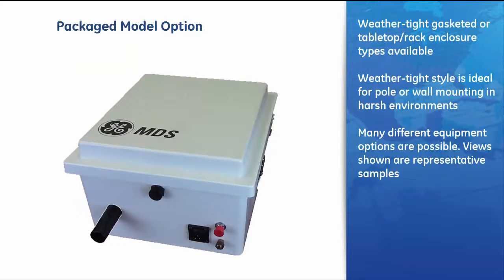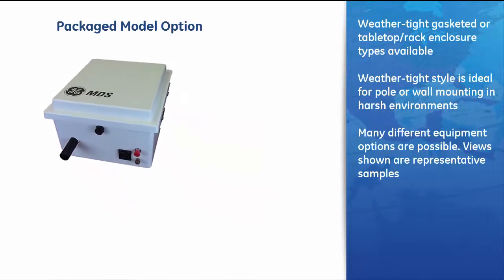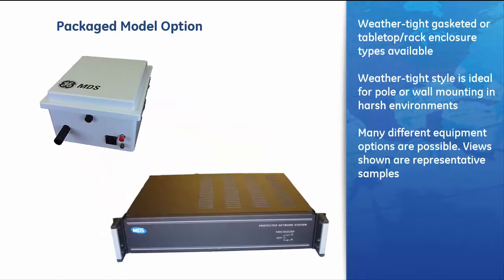Yet another mounting option for the Orbit platform is to be supplied as part of a package design similar to the examples shown here. In a package design, the unit is contained within an enclosure suited for either pole or wall mounting, including outdoors or in harsh environments. It may also be designed for tabletop or rack mounting arrangements, as the example on the right shows.